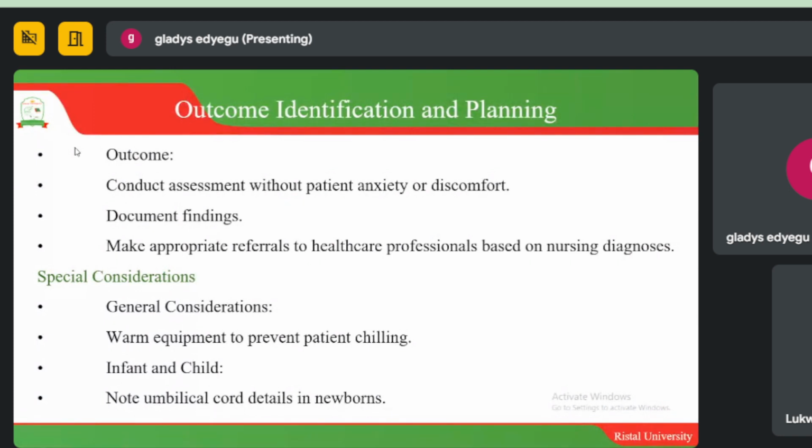So we have to put that into consideration. How are we going to approach these infants? How are we going to approach these children? And also, the way we examine the infants is different from the way we examine the adults. So we need to put that into consideration and to see that we get this right.